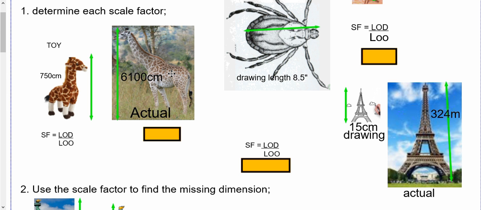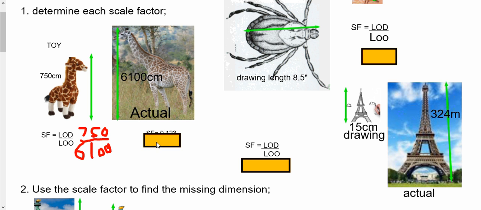So length on diagram, I'm going to have 750 divided by my actual, which was 6,100. Grab my calculator, and there's my scale factor, 0.123. Now, that would mean, let's say I wanted to know how wide a giraffe is. I could use this scale factor to find out how wide the real one is, right? Or go from the real one to the little guy.